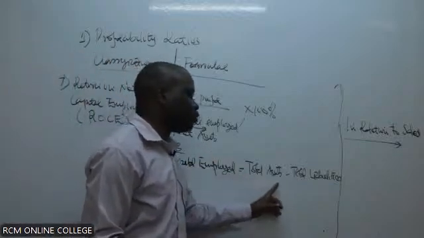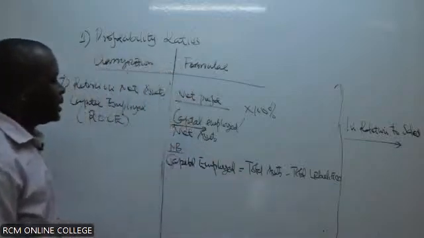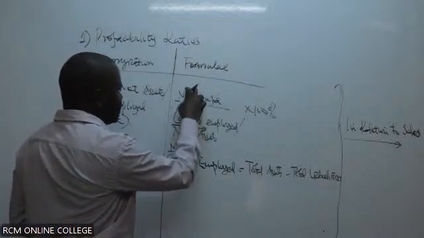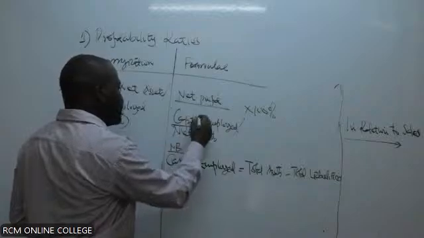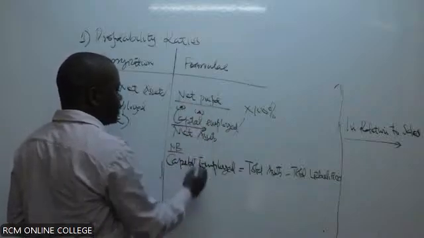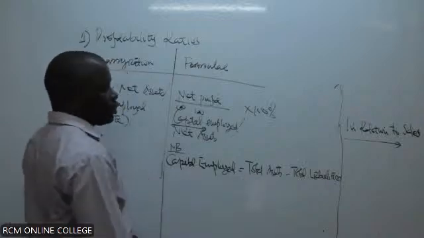You take the total assets minus the total liabilities. Then with that figure, you take net profit and divide by it. Ideally, what you are getting is the capital element in the balance sheet.